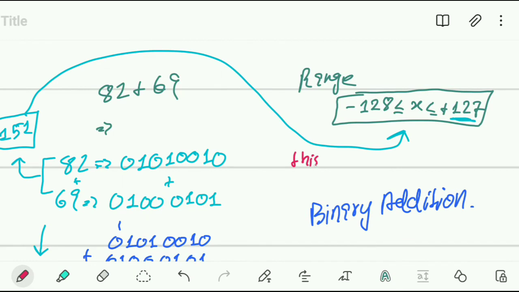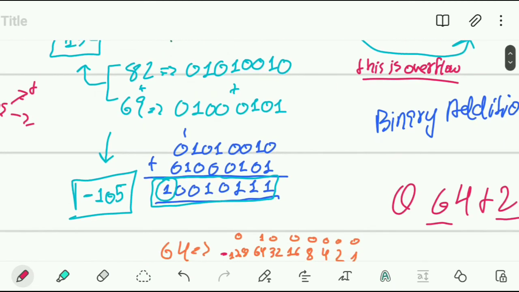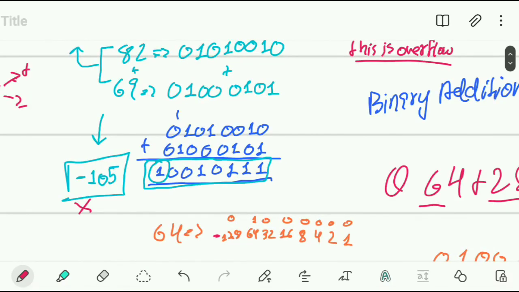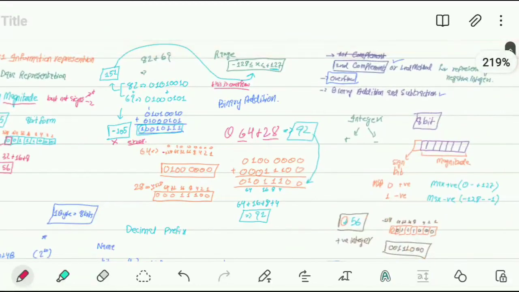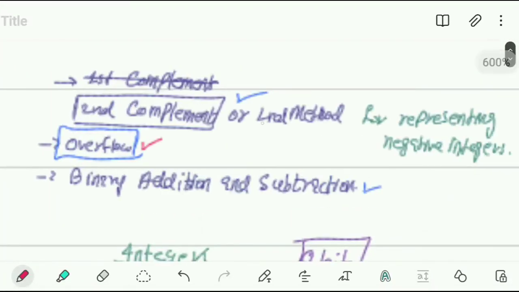This is overflow, because obviously it's giving an error. It cannot be minus 105. It's giving an error. Okay, this is overflow, and yep, there you go. Done.